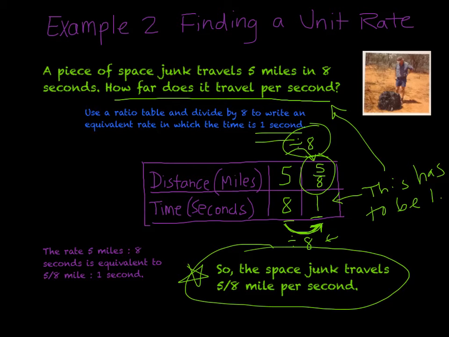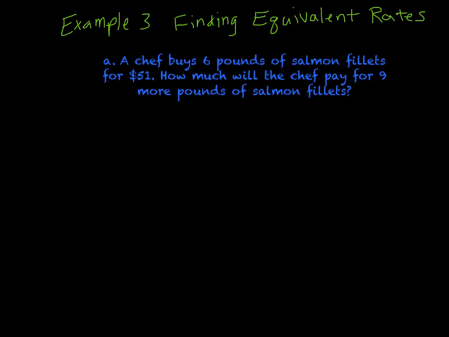There will be some on your own problems that you can view after this, but I'm going to move on to example 3 from here. So for example 3, we're finding equivalent rates. Part A, there's 2 parts to this one, but part A says, a chef buys 6 pounds of salmon fillets for $51. How much will the chef pay for 9 more pounds of the salmon fillets? So basically, they buy this amount, and now they want more, but they want to know how much it's going to cost them before they actually buy it. This happens in a lot of restaurants too.